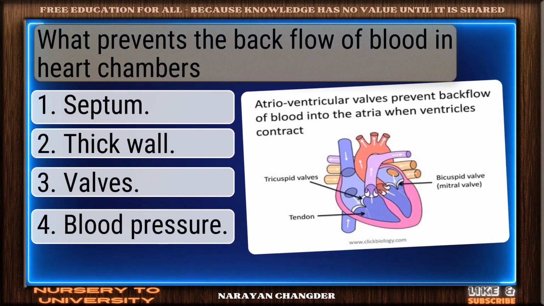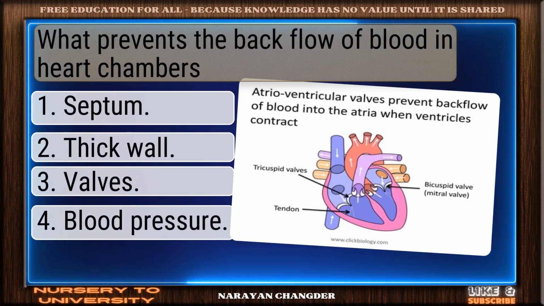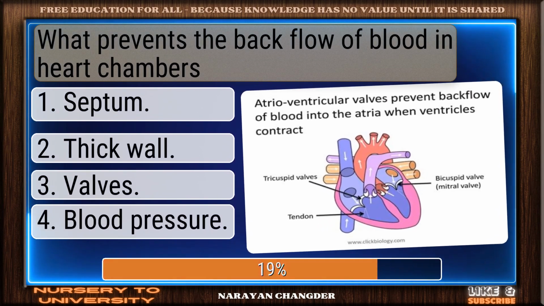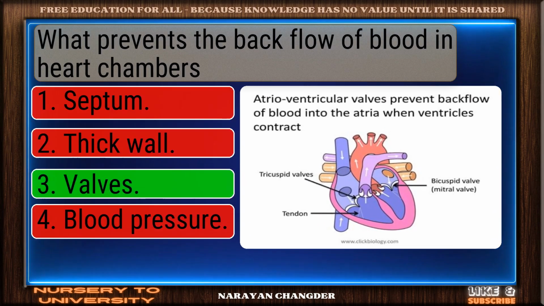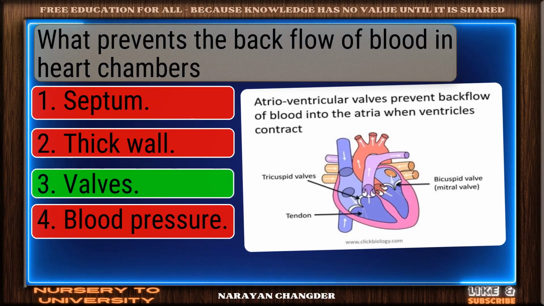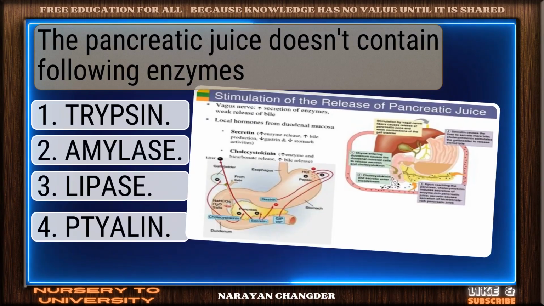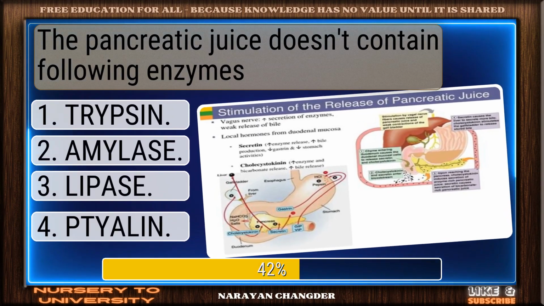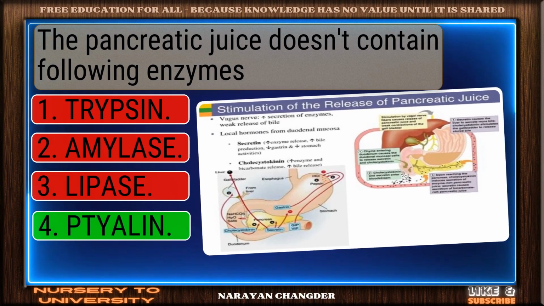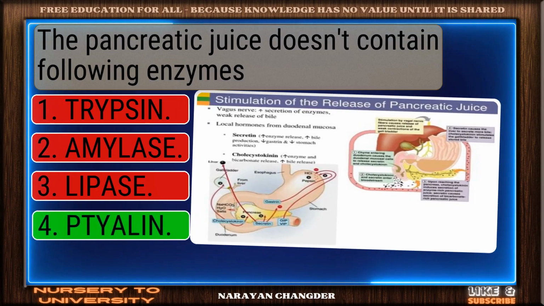What prevents the backflow of blood in heart chambers? Great thinking. Valves is right. The pancreatic juice doesn't contain following enzymes. Correct. Ptyalin is spot on.